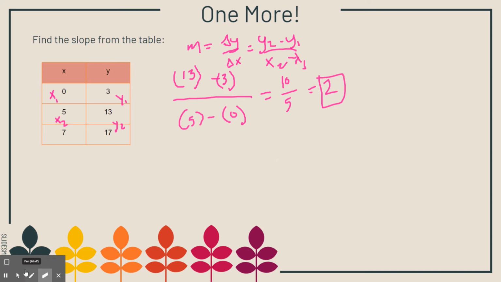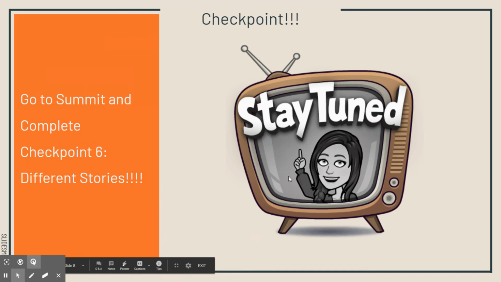All right, now that I've solved that one, I want you guys to go on and I want you to complete checkpoint 6 in Summit, which is different slopes. I don't know why that says different stories. It's different slopes. All right, complete checkpoint 6 in Summit.